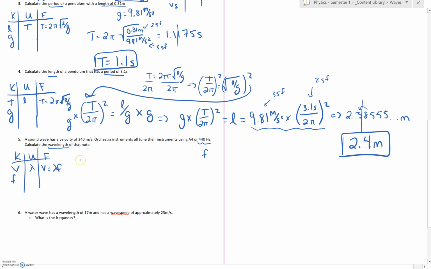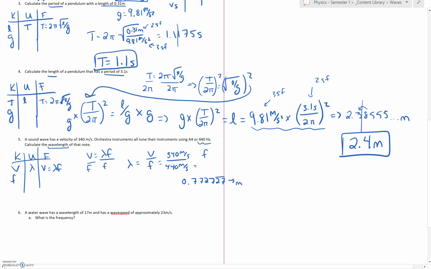So all I have to do is solve this v equals lambda f formula for what I really want, which is the wavelength. So I'm going to divide both sides by the frequency, and I'm going to get that the wavelength is equal to the speed of the sound wave over the frequency, which when I plug that in, I'm going to do 340 meters per second divided by 440 meters per second, okay? Nothing too crazy here. So if you plug that into your calculator, you should get something along the lines of 0.772727, and that should repeat on. Now keep in mind the units, it's a wavelength, so that's meters, okay?